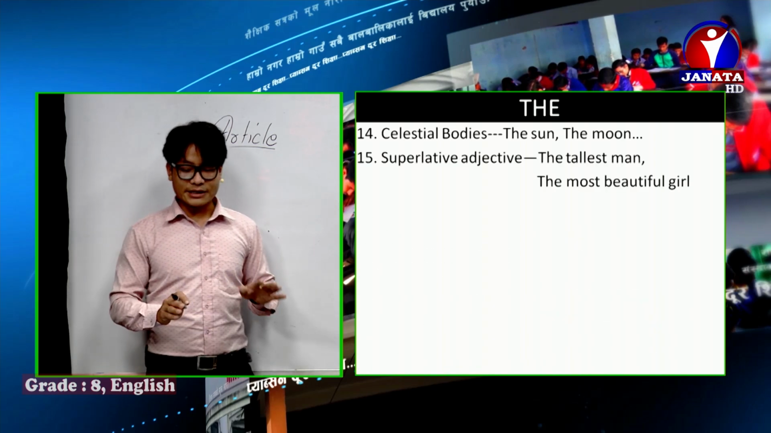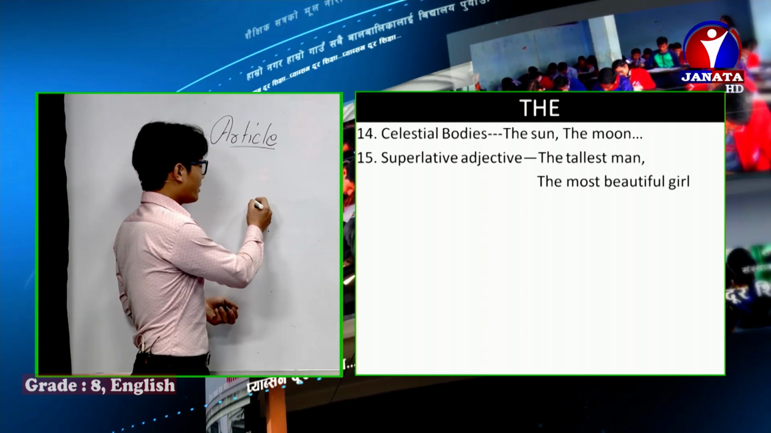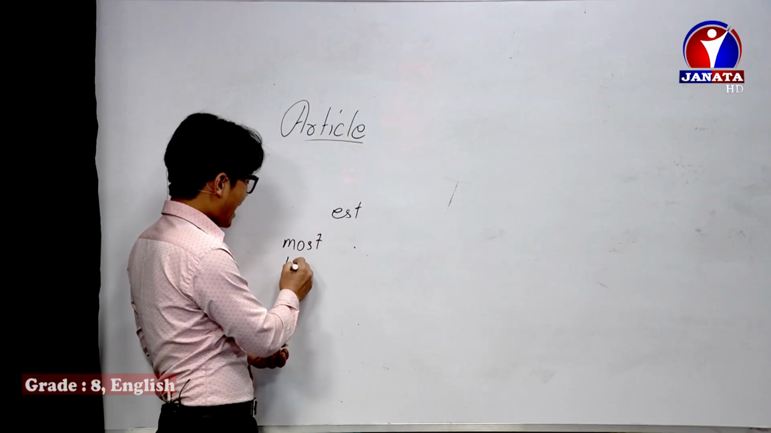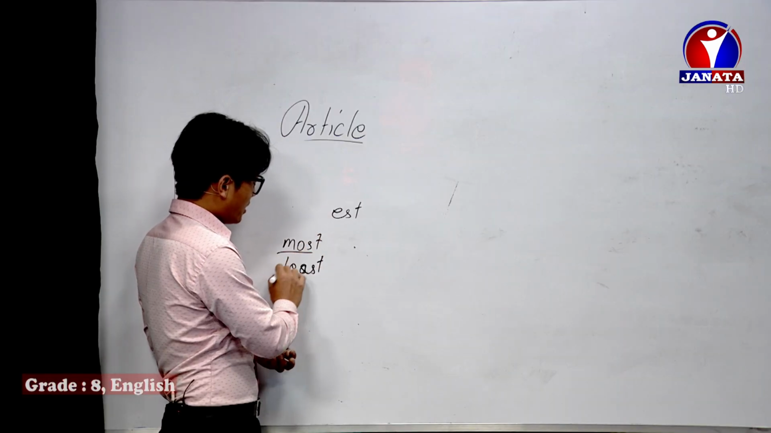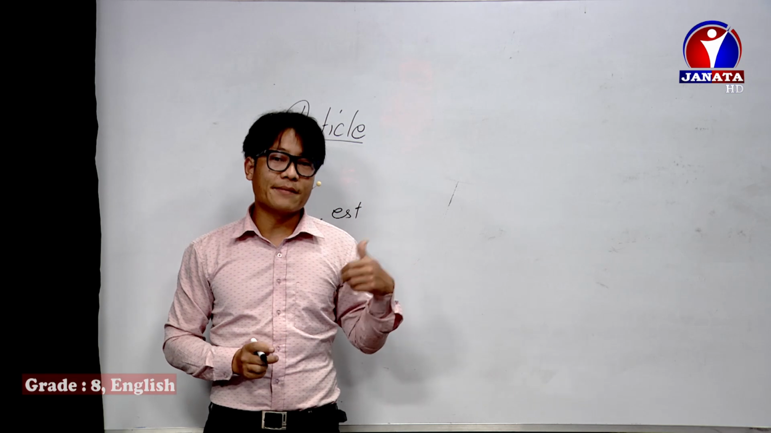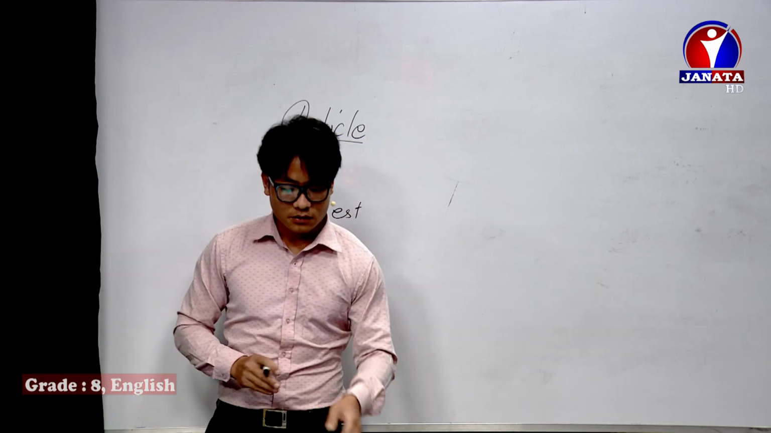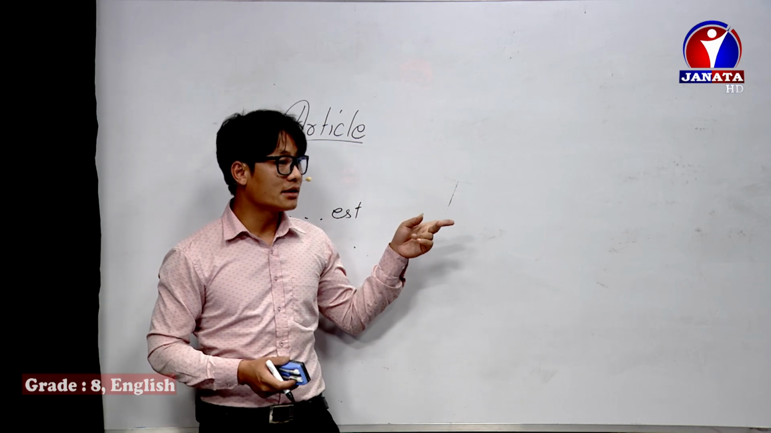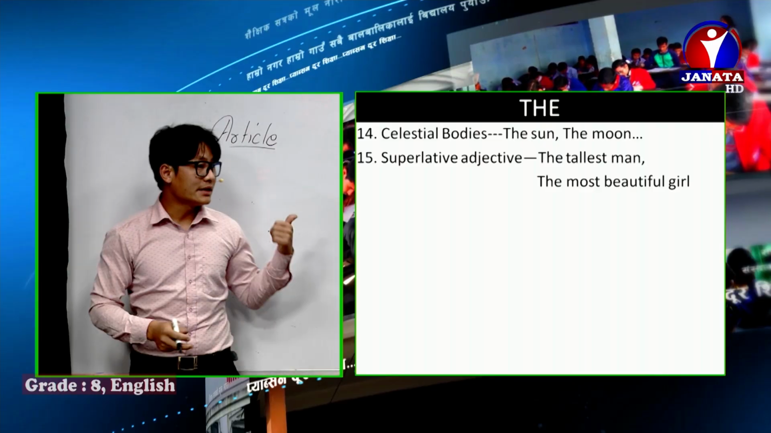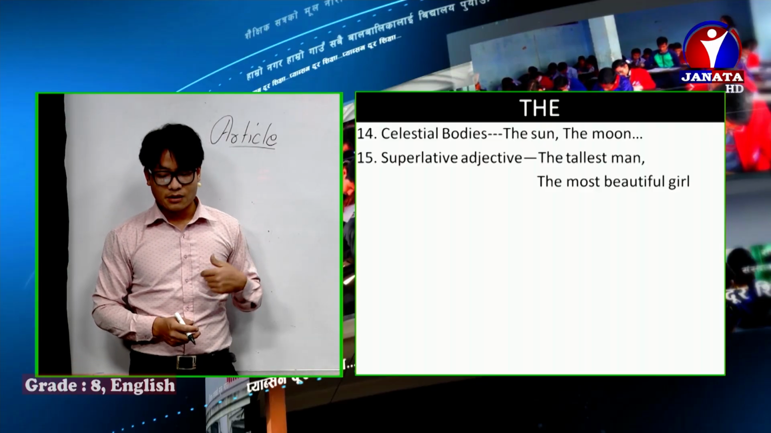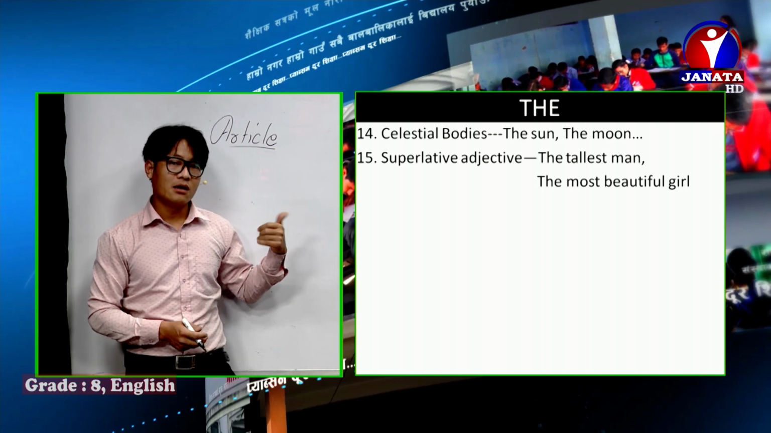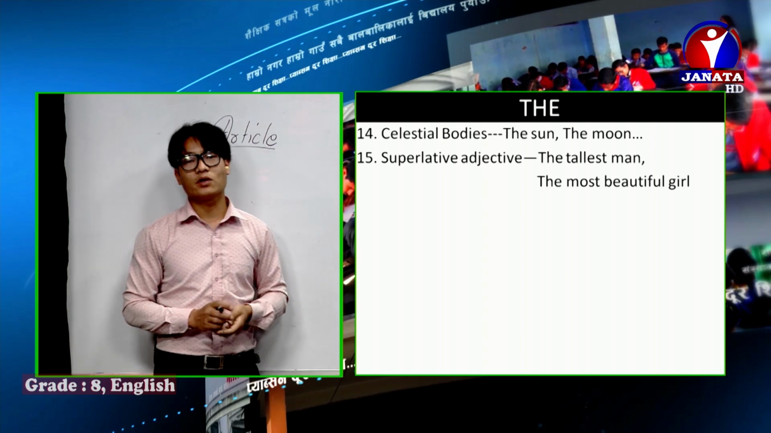Next is the superlative adjective. The adjectives having est, the adjectives which come with most and least. If the adjective comes with this, then these are superlative adjectives, and a superlative adjective takes the article. You can see the examples on this side: the tallest man, the most beautiful girl, the least expensive car. When there is such a superlative, then we should use the article.